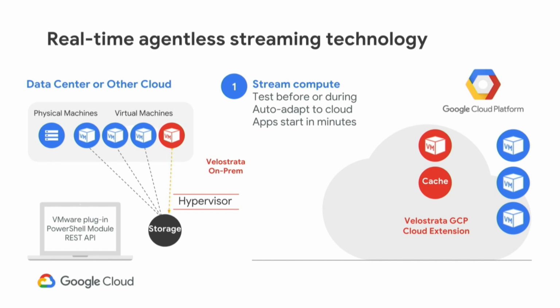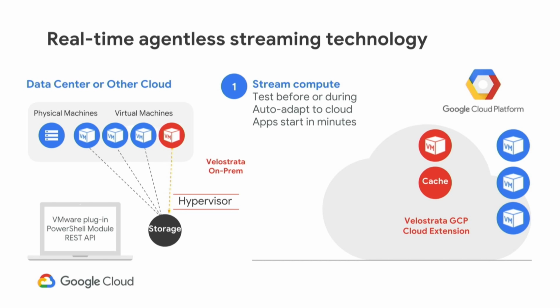Right, so where do we start? The first step will be on the right-hand side. This is the red box. You will have to start the Velostrata appliance in your on-premise data center. This could be a single VM, or it could be multiple VMs if you need a scale-out, more reliable deployment.